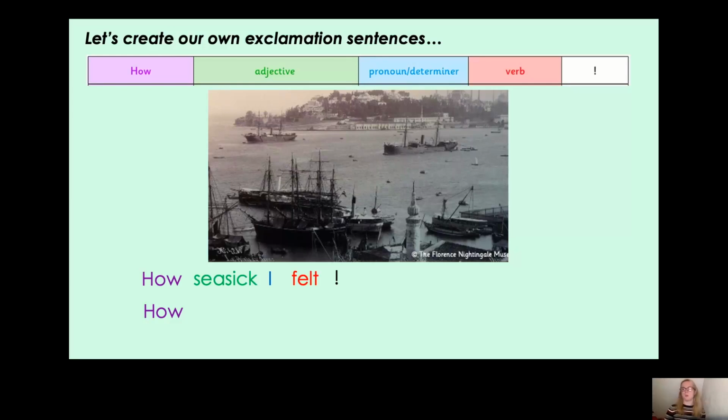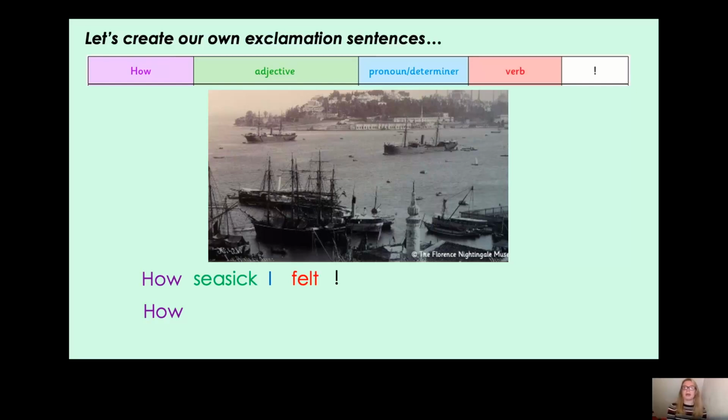Okay, now I want to create an exclamation sentence about the boat. What were the conditions on the boat like? How could we describe them? So could you pause the video and have a go at writing your very own exclamation sentence, starting with how, to describe the boat? Okay, year two, how did you get on? Well, let's see what I wrote. Maybe you wrote something similar.